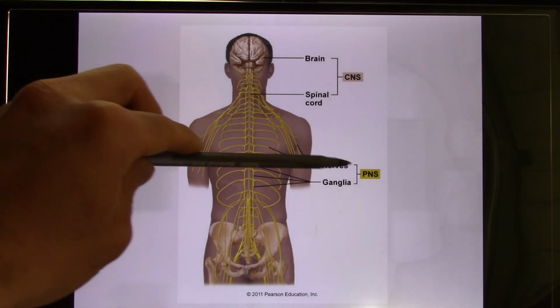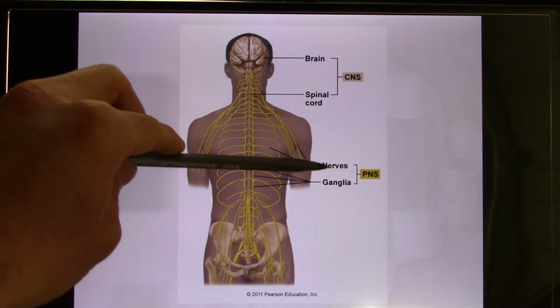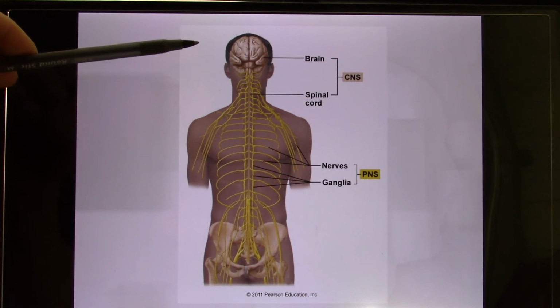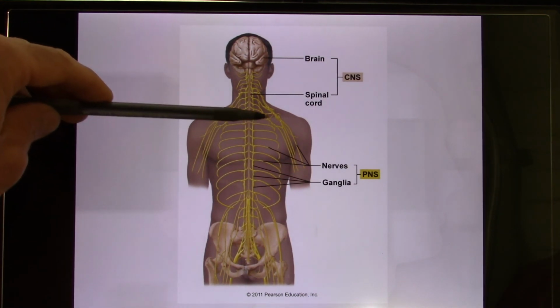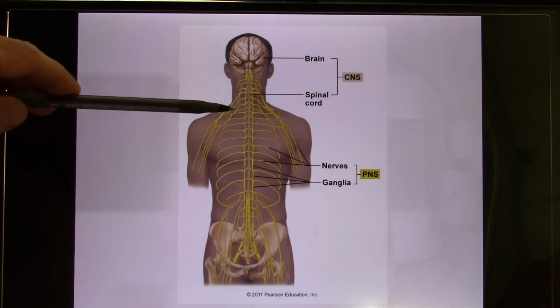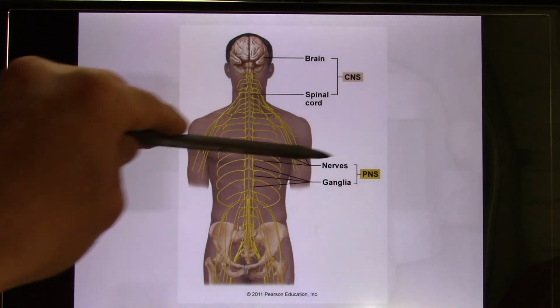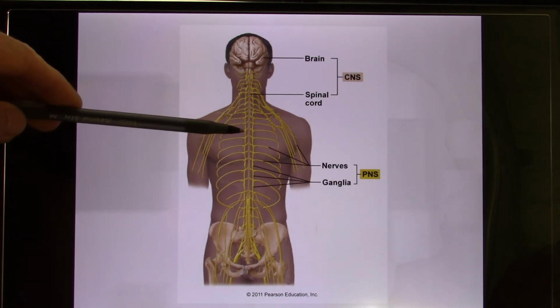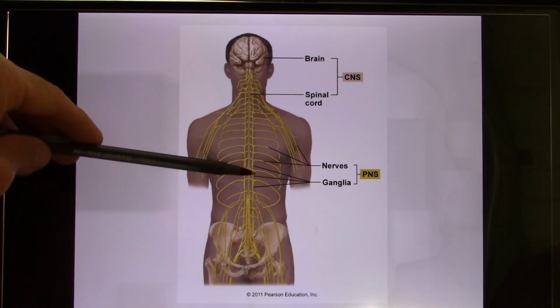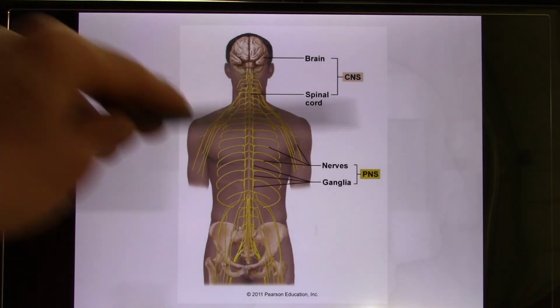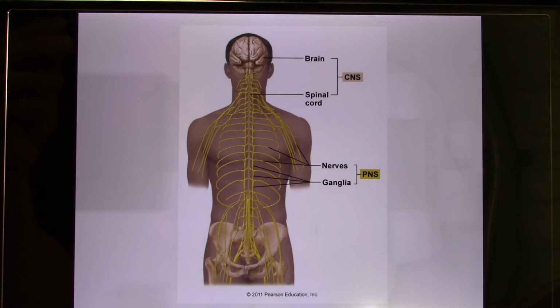And your peripheral nervous system includes the nerves and the ganglia. The nerves are bundles of axons together. We'll talk about the axon. That's the structure of the arm of the neuron. They extend out, and a bundle of them together is called a nerve. And the ganglia is a cluster of the cell bodies of neurons in the peripheral nervous system. We call it ganglia. So you have the central and the peripheral nervous system.